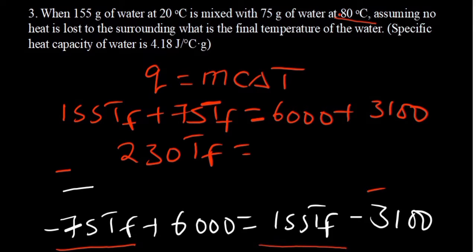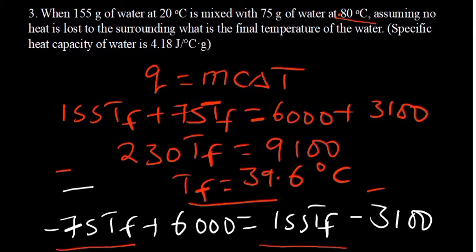Then on the other side, 6,000 plus 3,100. 6 plus 3 is 9, so it's 9,100. So divide 9,100 by 230. What I'm getting as my T final is actually 39.6 degrees Celsius. So that's the way you deal with questions where two things are being mixed at different temperatures. You just come up with the Q values, and add a negative on the side where there's a high temperature, because you expect that there will be loss of heat.